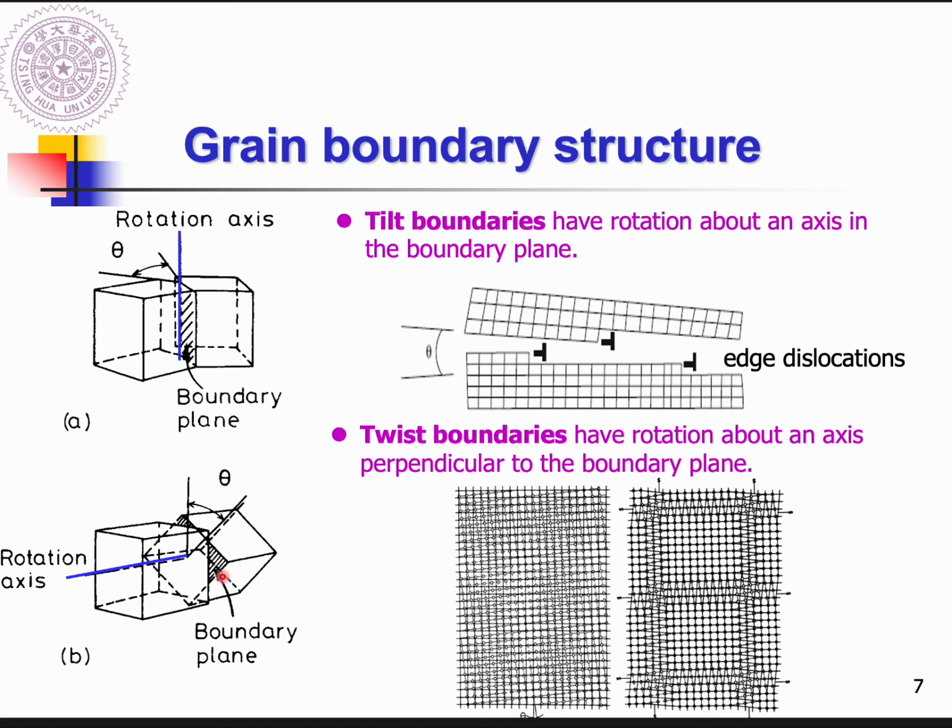And the other type of grain boundary is what we call a twist boundary. The difference between this one and this one will be the rotation axis. This rotation axis is perpendicular to the boundary plane, and we also have the angle theta. The rotation angle theta can be small or larger, and that will result in different diffraction patterns. The crystal patterns will be slightly different as you increase theta. So a twist boundary has a rotation about an axis perpendicular to the boundary plane. The only difference is whether the rotation axis is parallel or perpendicular to the boundary plane.